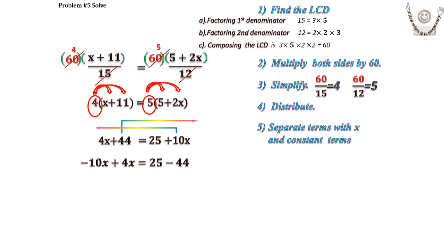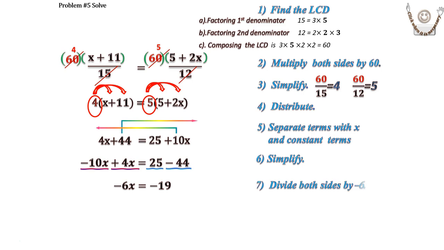And then we have to simplify again. Left side, negative 10x and positive 4x. Together it will be negative 6x, and then 25 and negative 44, negative 19. We have to divide it by negative 6 because we are looking for positive 1x, and x would be just positive 19 over 6 or 3 and 1 over 6.